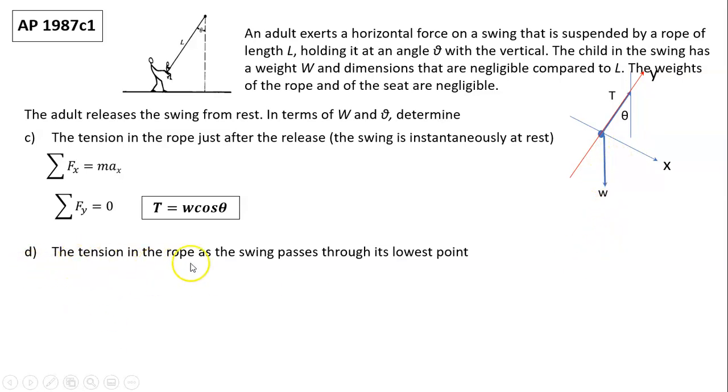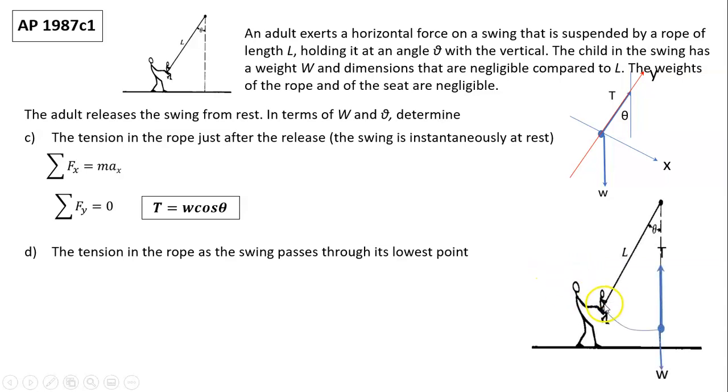Question D, the tension in the rope as the swing passes through its lowest point. So let's take a look. Here is the swing. At the lowest point, the child will be here. At this point, there are two forces acting on the child. T is upward and W is downward. The sum of these two forces provides centripetal force. So the sum of the forces causes centripetal acceleration.